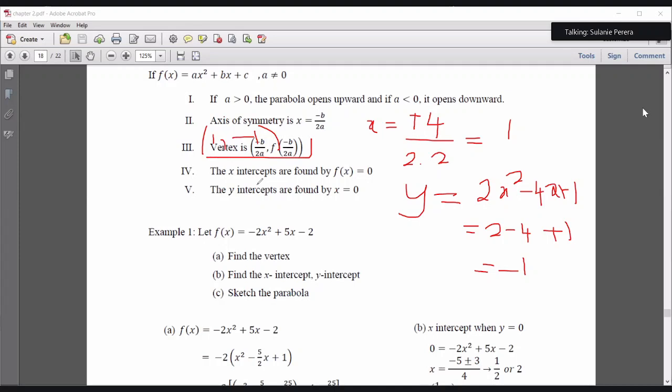And then you can find the x-intercepts by plugging in y equals 0 and the y-intercept by plugging in x equals 0. So can you all get the vertex, the x-intercept, y-intercept and sketch the parabola for this problem? Please do it. So now you know the easy way out. You don't have to complete the square. You can simply substitute minus b over 2a and get the vertex. Please do it.